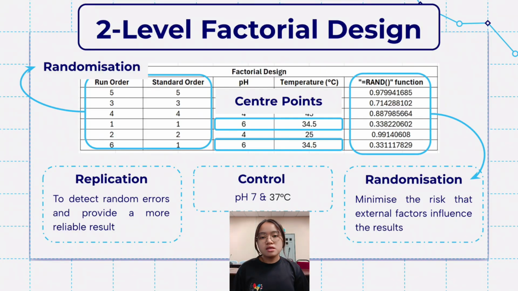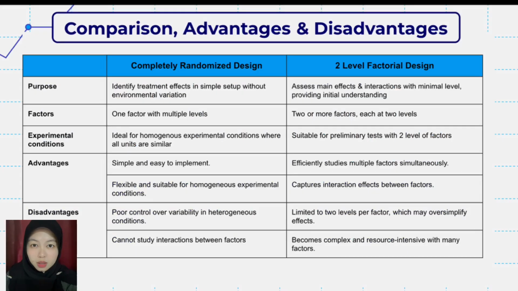Furthermore, replicated center points are included in the two-level factorial design to detect non-linearity. This is important because factorial designs assume there is a linear relationship between the factors and the response. If there is non-linearity, the results might be misleading. Hence, the replicated center points are crucial for the curvature test.